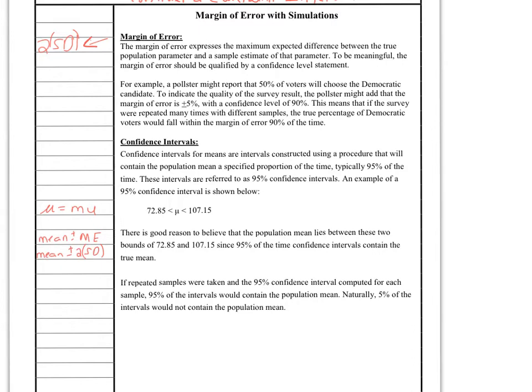So since it says that whole plus or minus 5, it actually means it could be 5% above 50 or 5% below 50. So it could actually be anywhere from 45 to 55% of people somewhere in there, and that's our confidence interval, that are actually going to vote for the Democratic candidate.